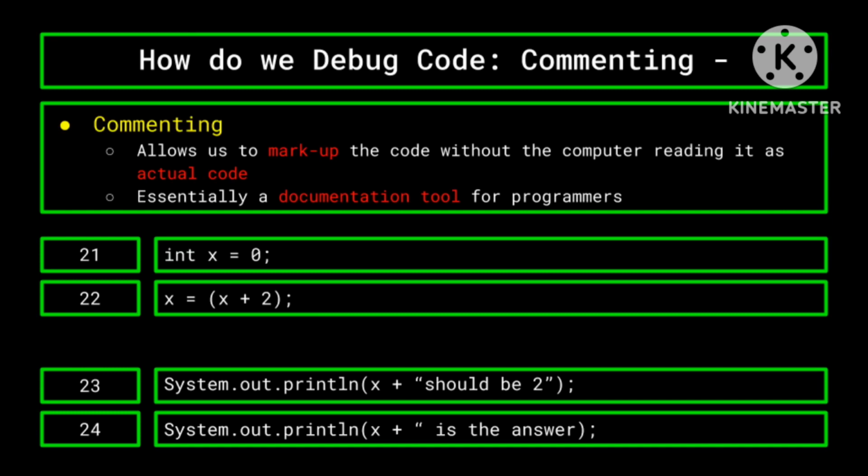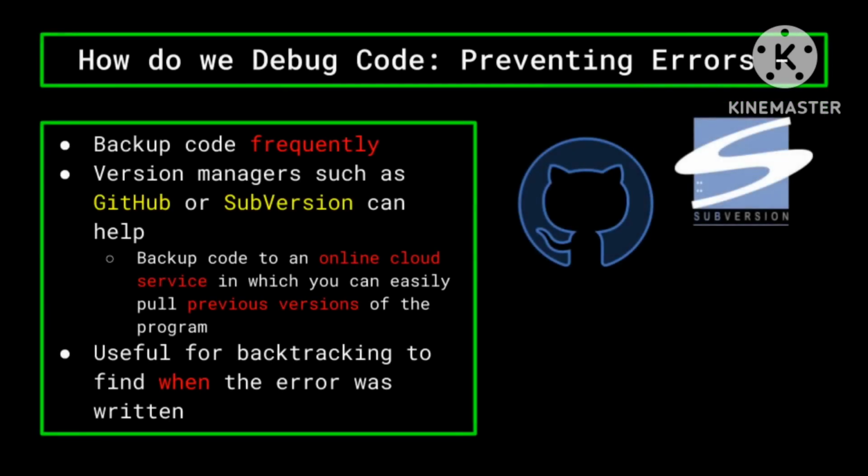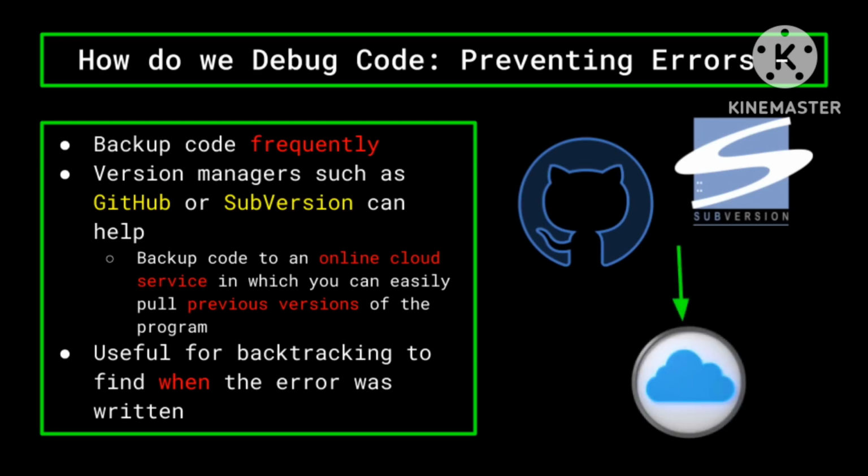Now that we've talked about what to do if you've encountered an error, and a strategy on how to find and fix it, I'd like to talk about some strategies you can use to avoid errors in the first place. Firstly, back up your code frequently. In the event of the code completely bugging out and you being unable to fix it, you will want the ability to revert to a previous version where the code was still working. If you save frequently enough, then you will probably not lose too much work. Version managers like GitHub or Subversion can help with this, as they back up code to an online cloud service in which you can easily pull previous versions of the program from at any point.